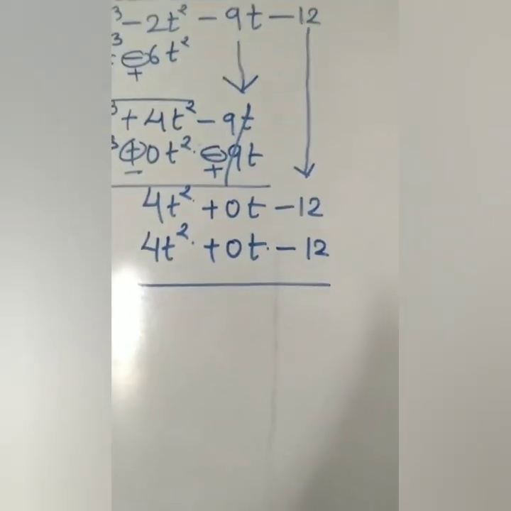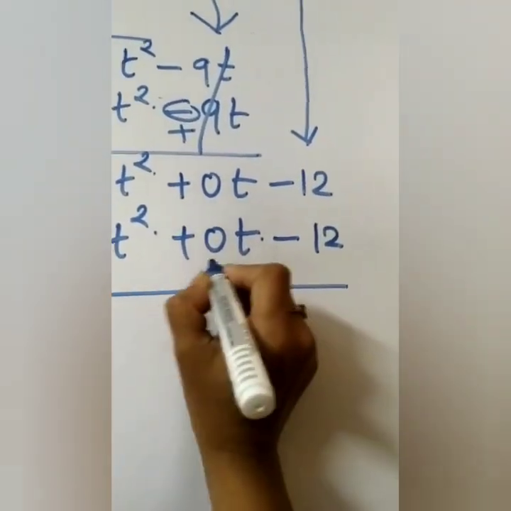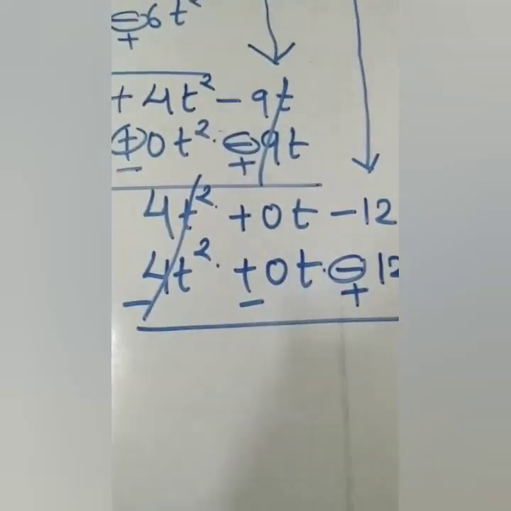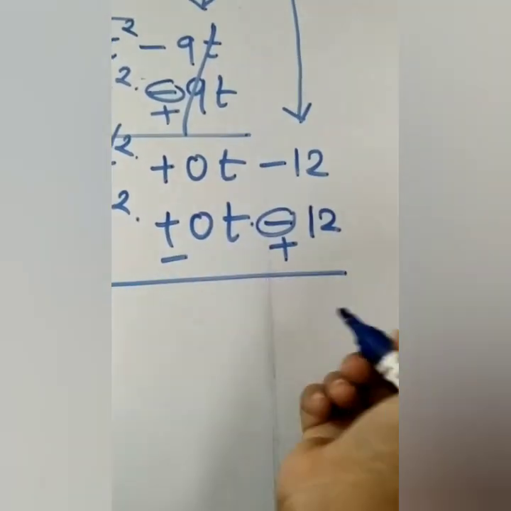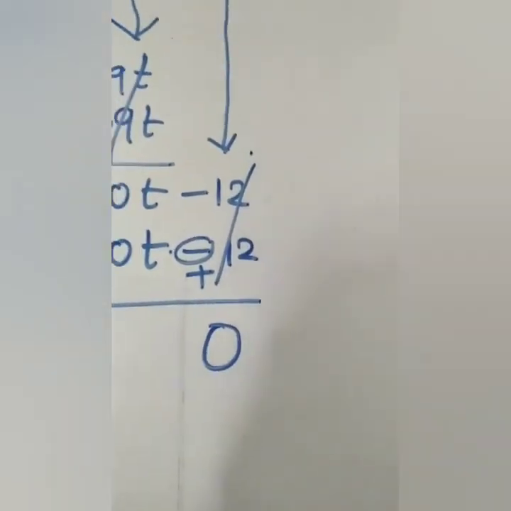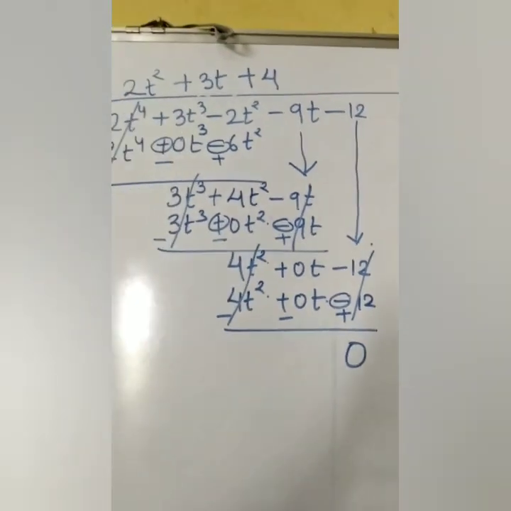Here we will change the signs. It is plus, it will become minus, it will become minus and it will become plus. This term will cancel out. This is only 0 and this term again plus and minus, so it will cancel out. Our remainder is 0.